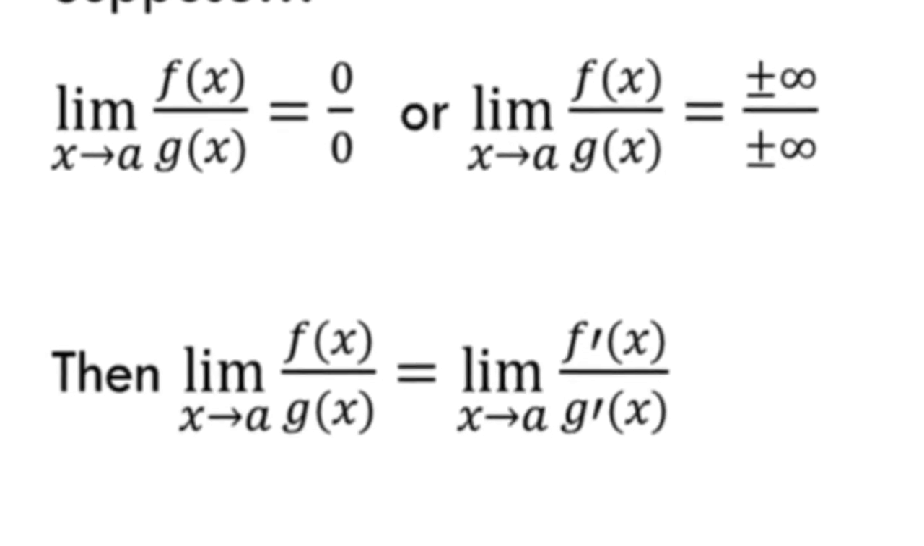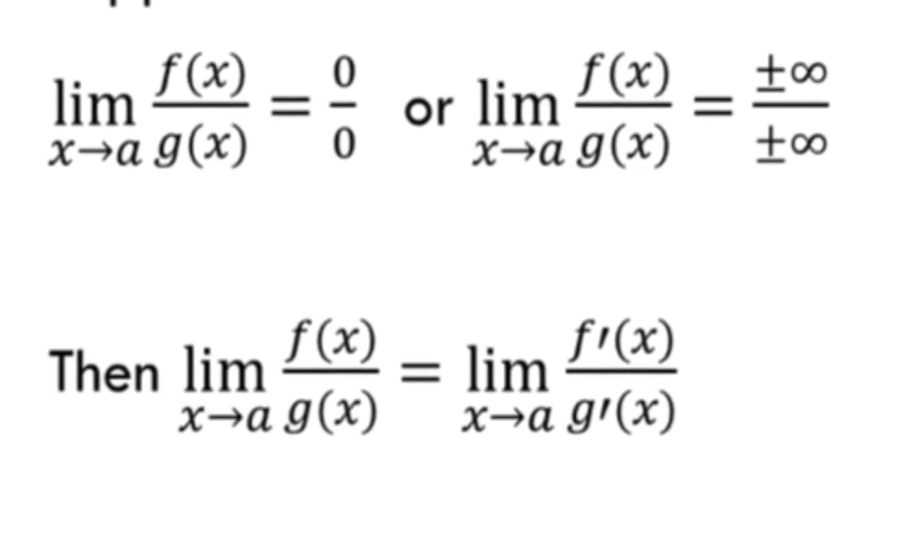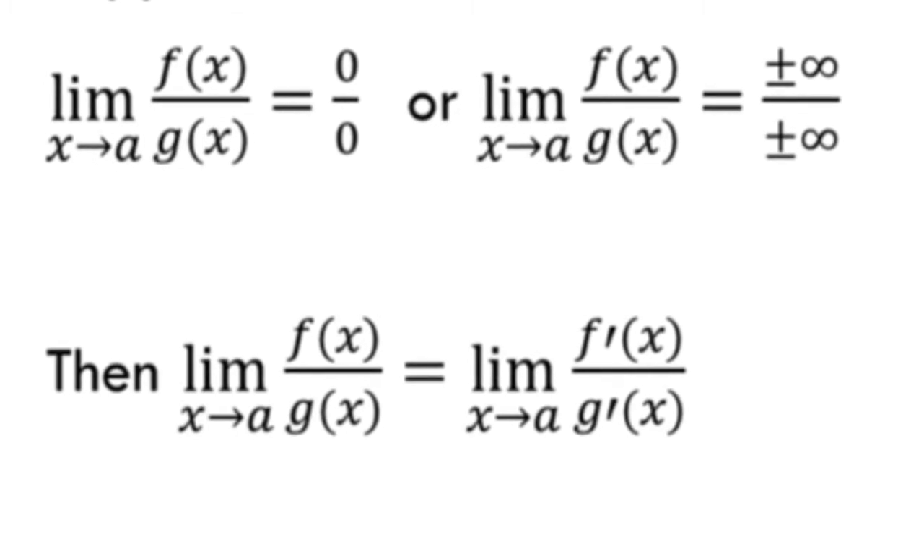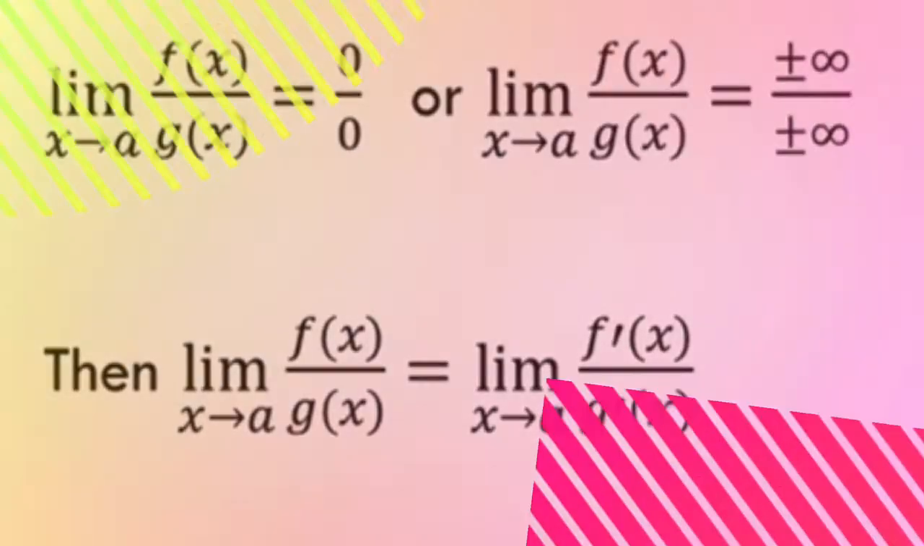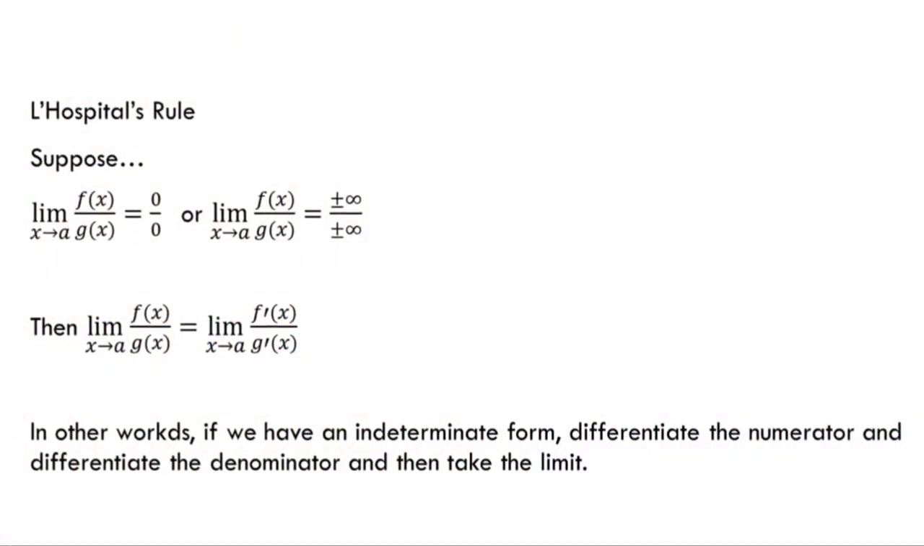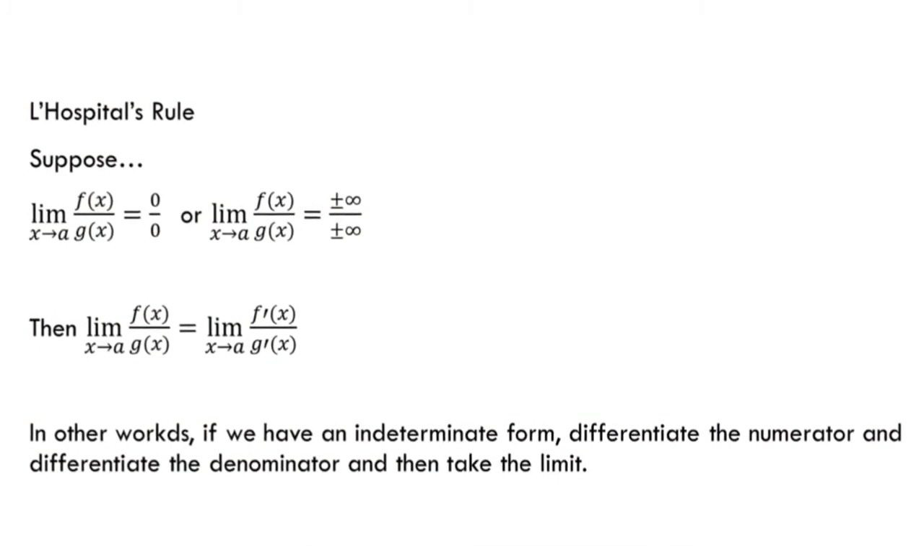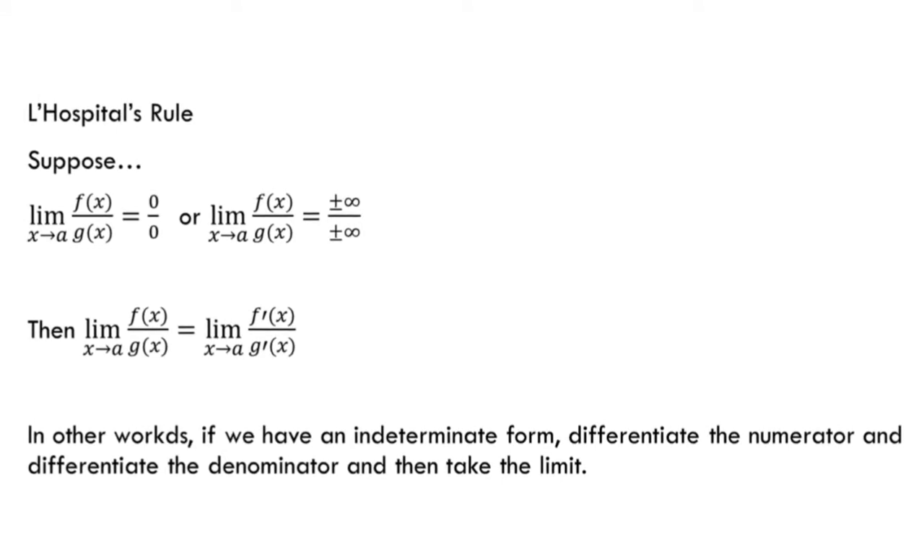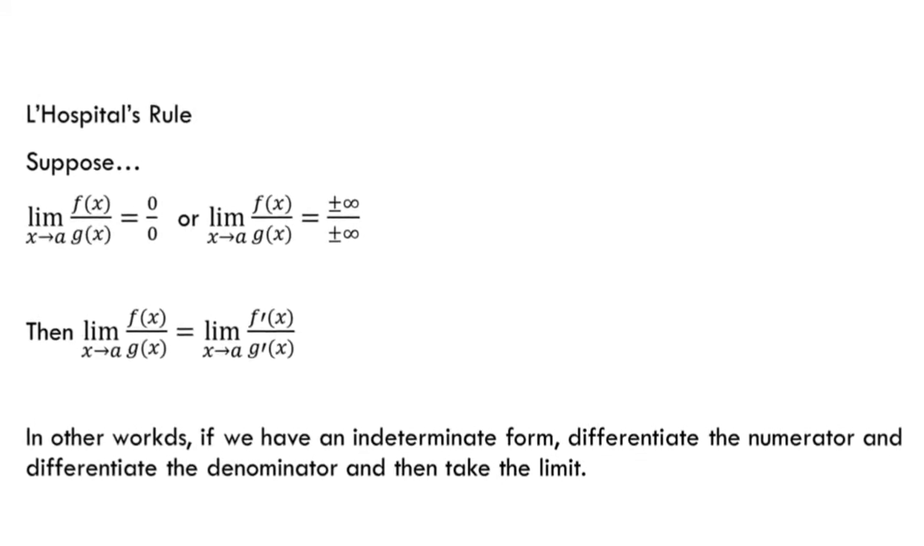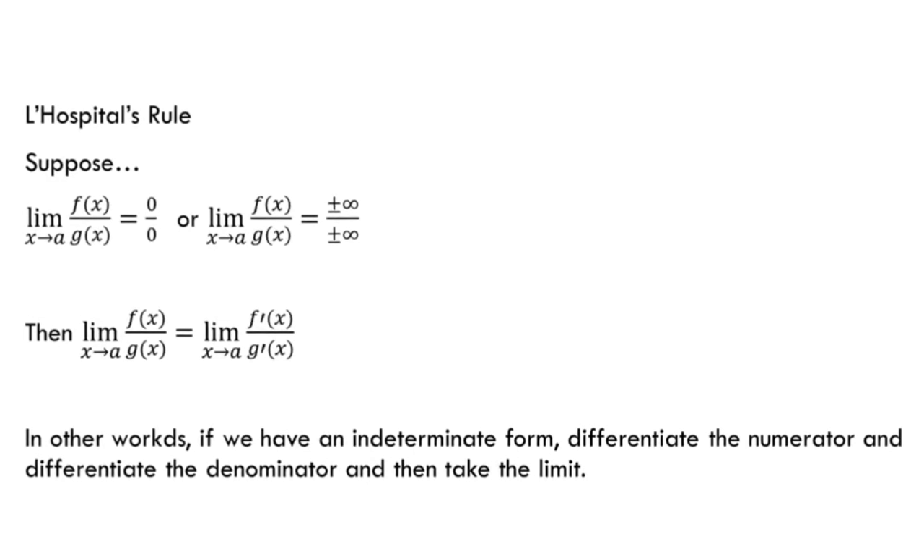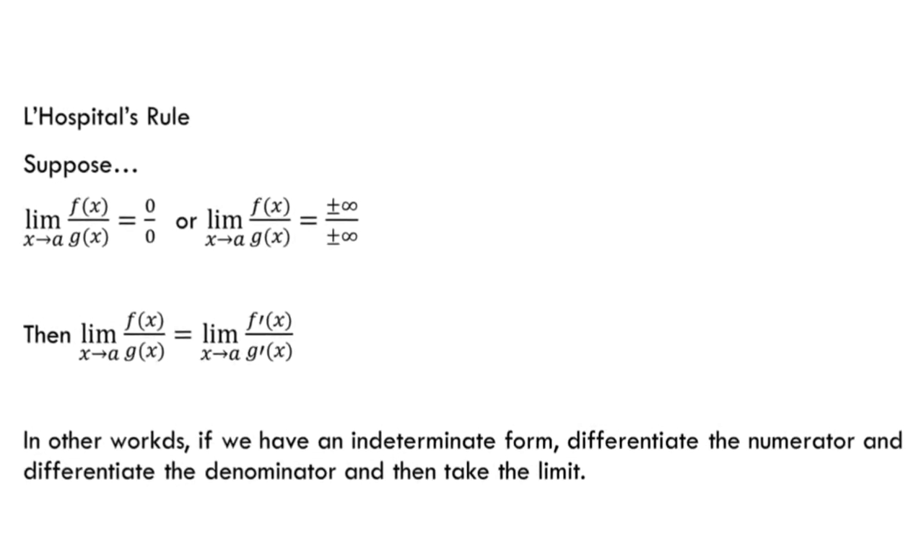Okay, so if you get 0 over 0 or infinity over infinity, that's no good. Take the derivative of the top, take the derivative of the bottom, and plug it in and see what you get. And if you get infinity over infinity again or 0 over 0 again, you keep plugging it in until you get something that you want. Okay, and what we want is something that's not an indeterminate form. So that's the rule. Let's do a couple examples, not so bad.